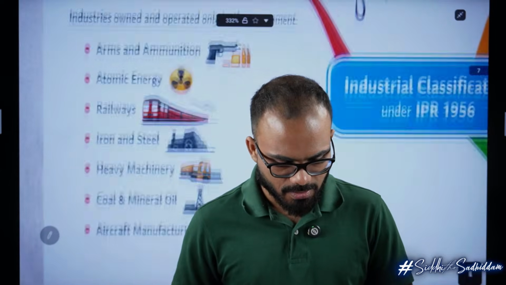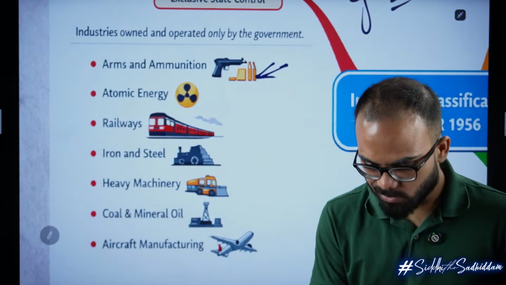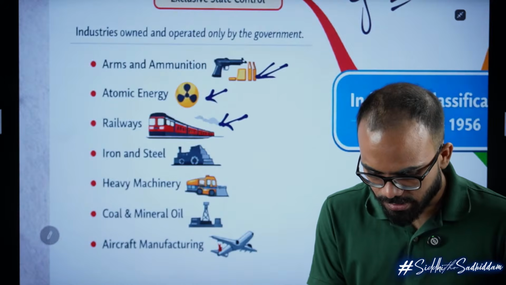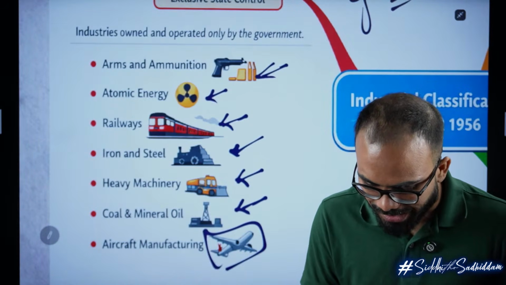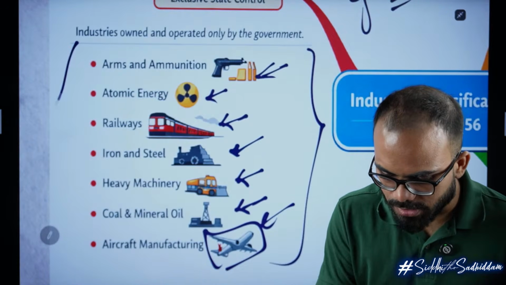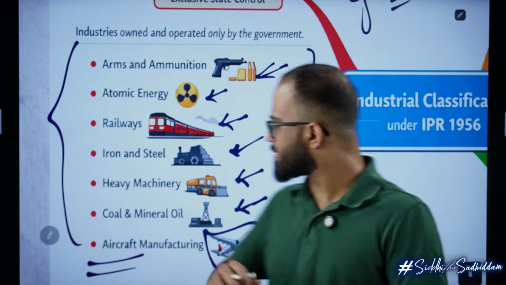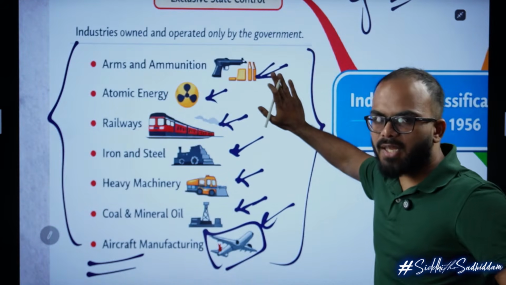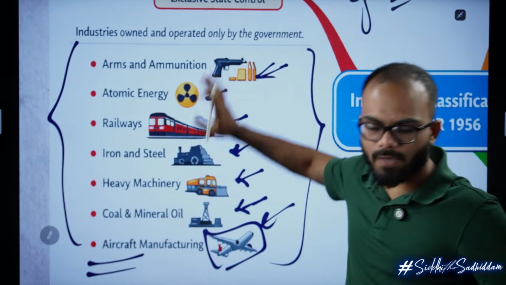defense not 100%. Today defense is not 100%, but earlier it was 100% defense. Railways, defense. So that is a list. See, railways, Government of India wanted arms and ammunition, atomic energy, railways, iron and steel, heavy machinery, coal, mineral oil, and aircraft manufacturing. All these kind of industries government thought we will own and we will operate by ourselves. See, these things have changed over a period of time. But in industrial policy 1956, this was the decision, this is a list that they have come up with.